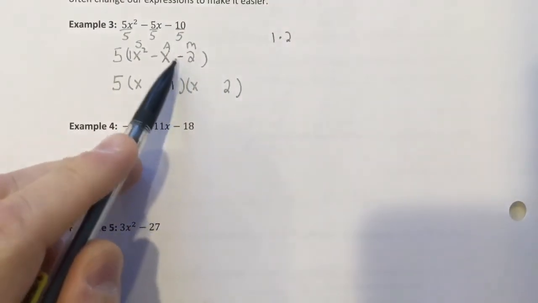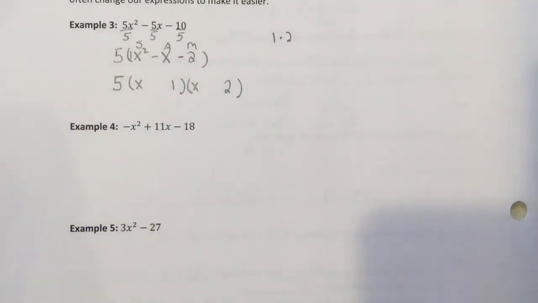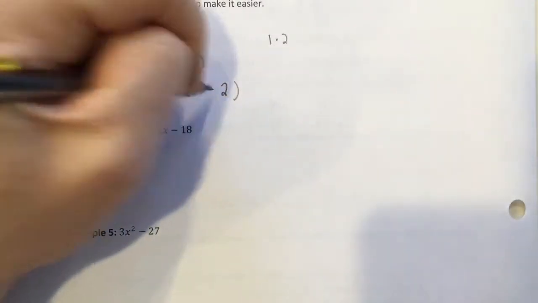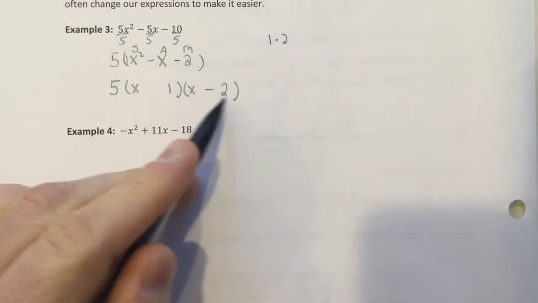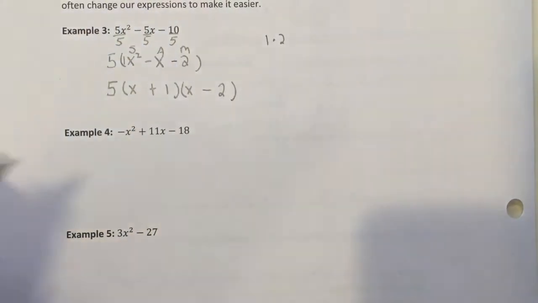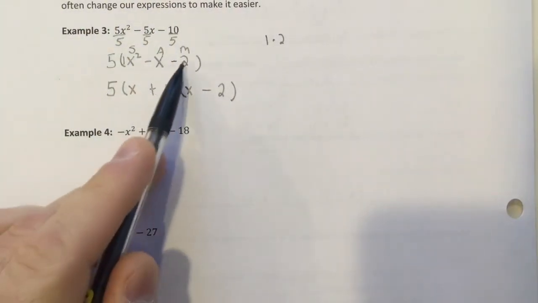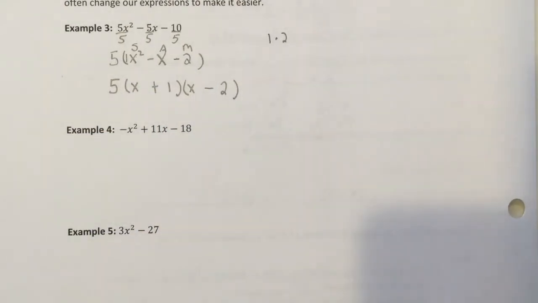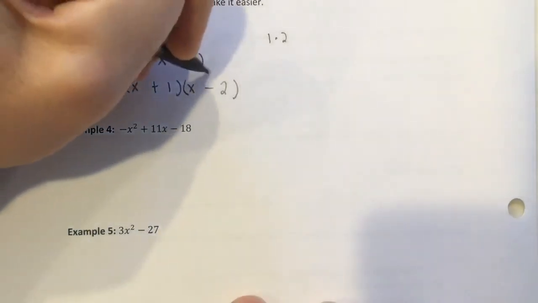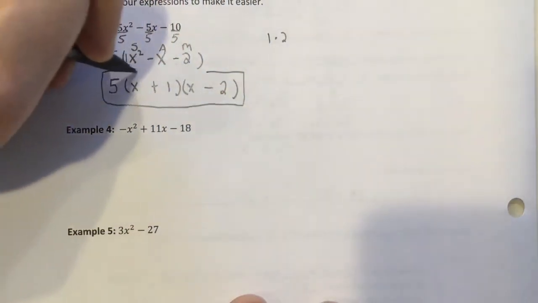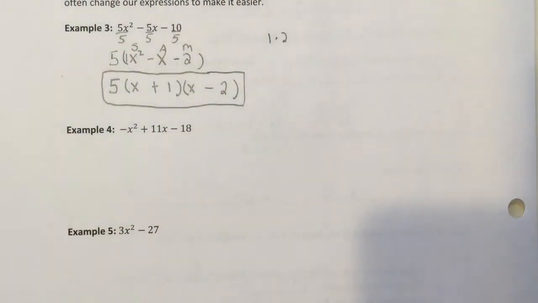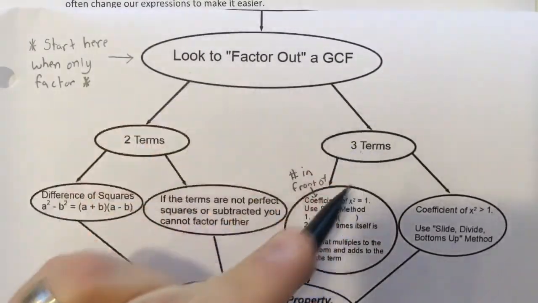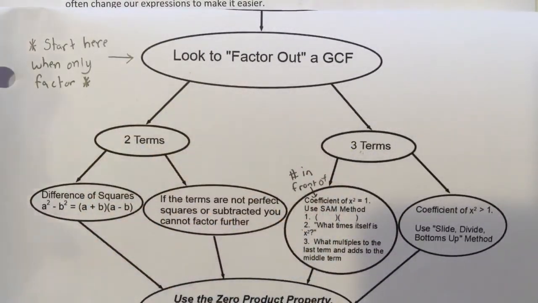And again, it's multiplying to be negative, so I know 1 has to be positive, 1 has to be negative. And it has to add to be negative, so the larger one has to be negative. So the 2 has to be negative because that's larger. The smaller one has to be positive. Negative 2 times 1 is negative 2, and negative 2 plus 1 is negative 1. And now that is totally factored. So notice how that was a 2-step factoring problem. GCF first, I followed the flowchart, did a GCF, and then I still have to follow through and still did SAM.